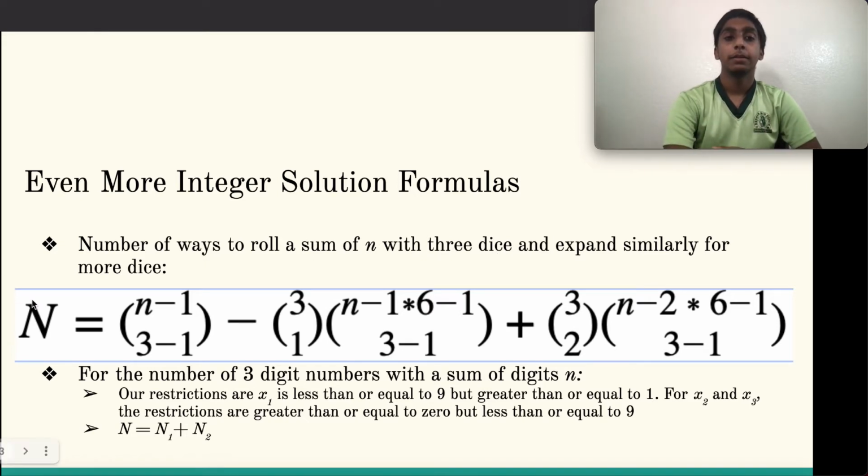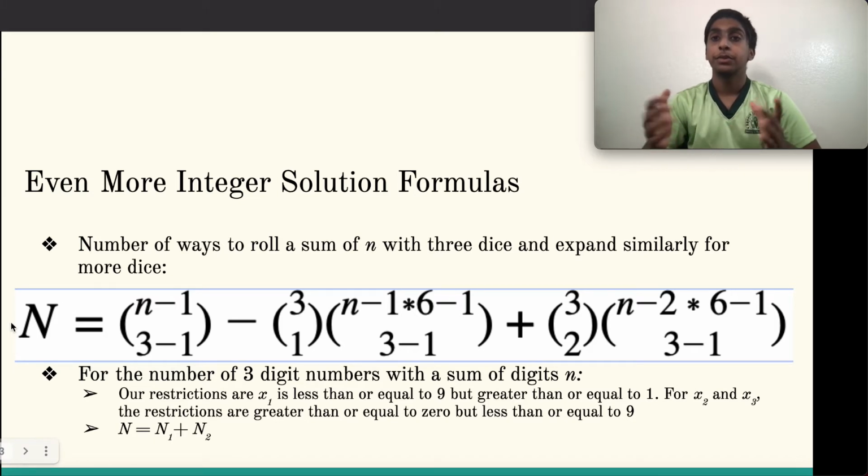And N, again, capital letter N, I went over this in the previous video, but whenever I use capital letter N, I'm simply referring to the number of ways to do something, the number of ways to walk, the number of ways to create a triangle, the number of ways to roll a sum of n with 3 dice, and so on.